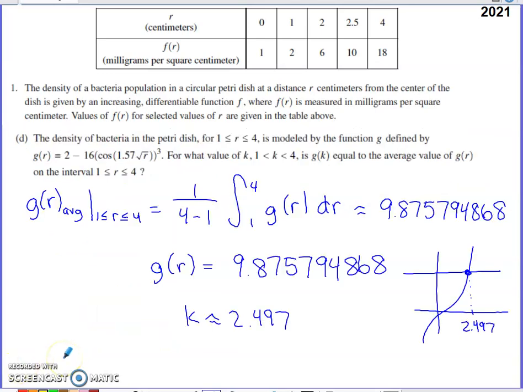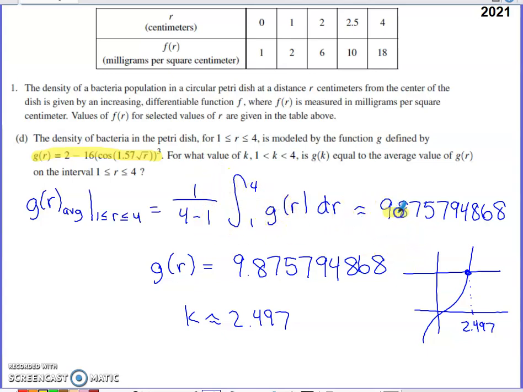And then the last part of this tells us that the density of the bacteria is modeled by this function, g of r, right? So crazy looking function there. For what value of k between 1 and 4 is g of k equal to the average value of g of r on the interval? So the average value of g of r on the interval is going to be the average value of a function calculation. Calculator's in play, so you could get this tossed into the calculator.